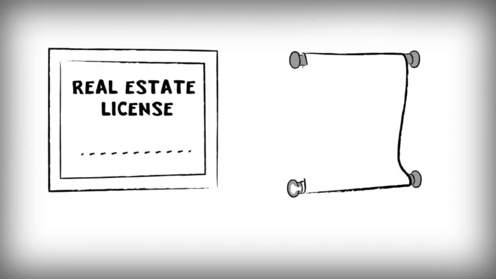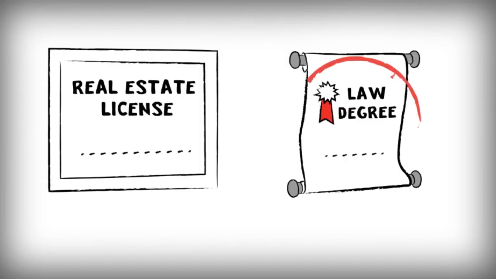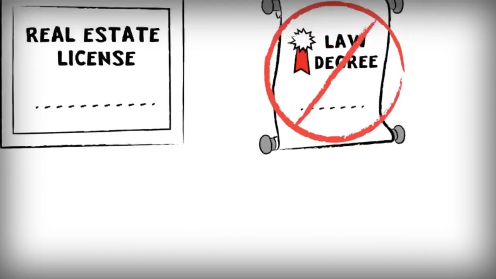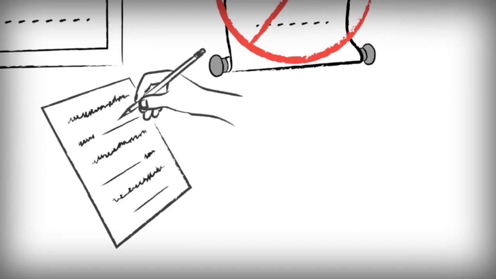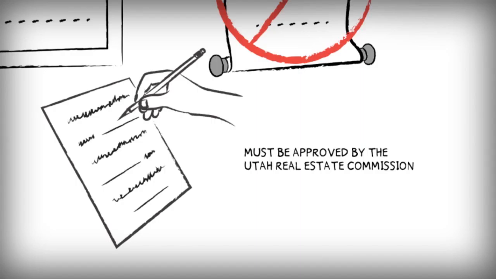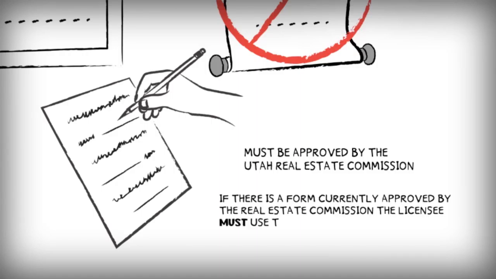Real estate agents do not become attorneys when they get their real estate licenses and are not authorized to draft contracts, even real estate contracts. A Utah real estate licensee is permitted to fill in the blanks on state-approved forms. These are forms which have been approved by the Real Estate Commission for use by real estate licensees to assist their clients in Utah real estate transactions. If there is a form currently approved by the Utah Real Estate Commission, the licensee must use the state-approved form.